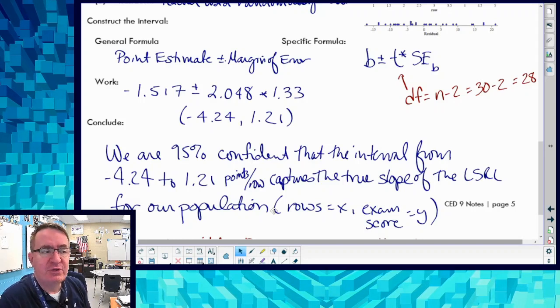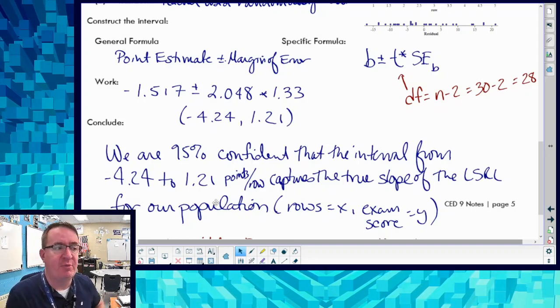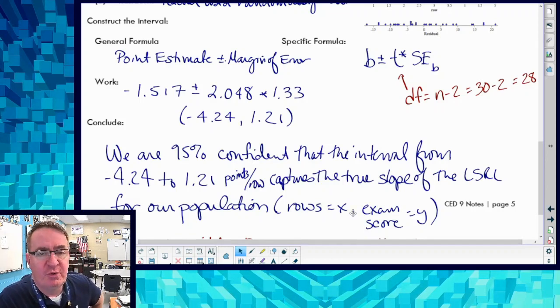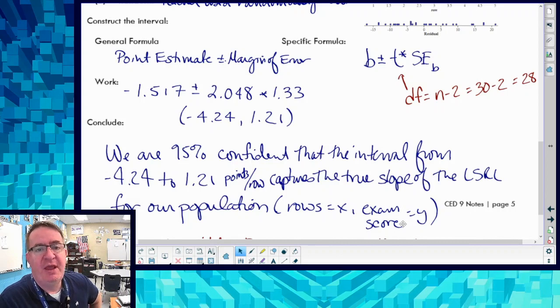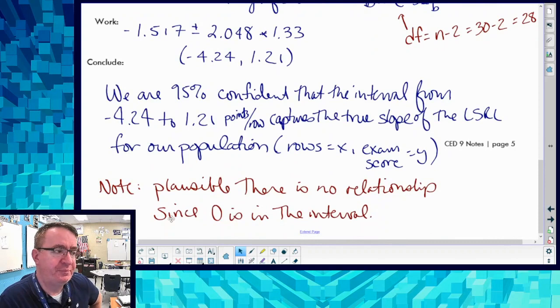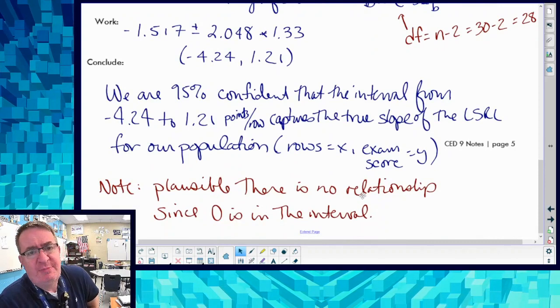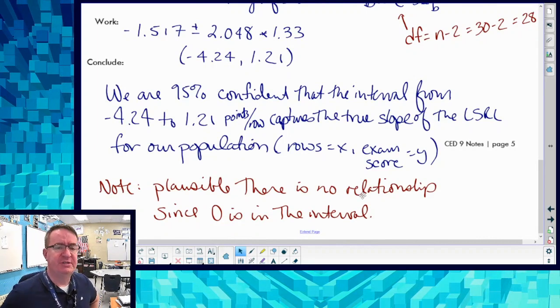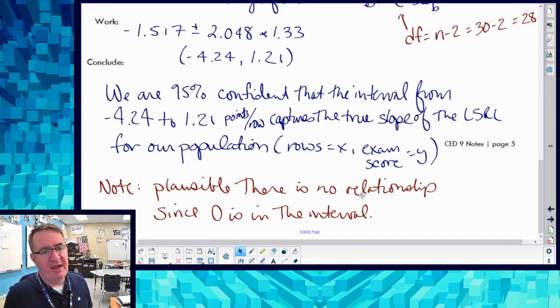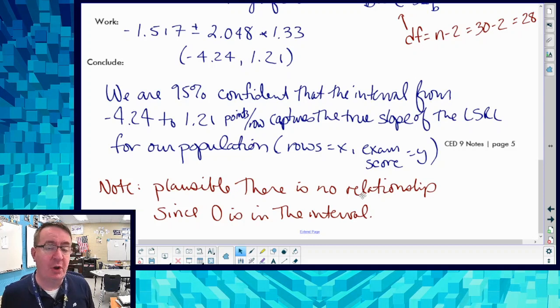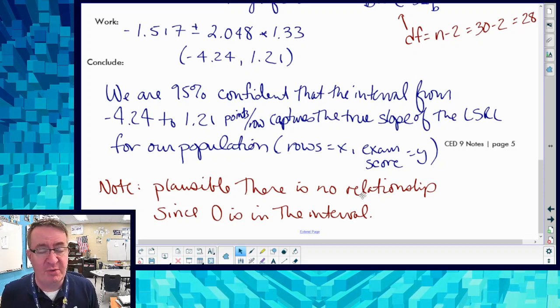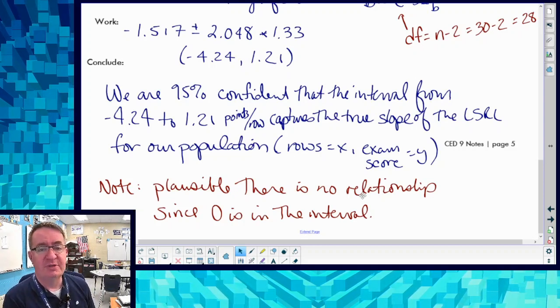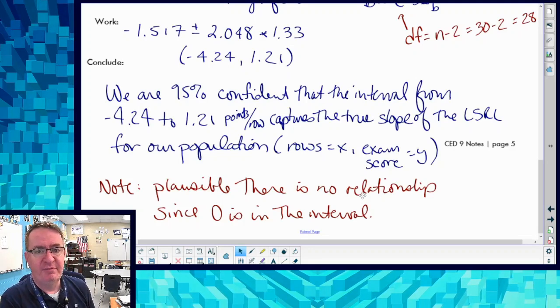Now, it's important to go through this because we haven't had context up to that point. Make sure that you talk about what row is, that rows are your x value, and your exam score is y. They may also ask you, just like regular confidence intervals, to follow up: is it plausible that there's no relationship? Yes, it is plausible, because obviously 0 is inside the interval. So we have positive and we have negative. We don't know if this is increasing. Are you benefiting from sliding back a row or not? According to our confidence interval, there's no data. We can't figure that out.